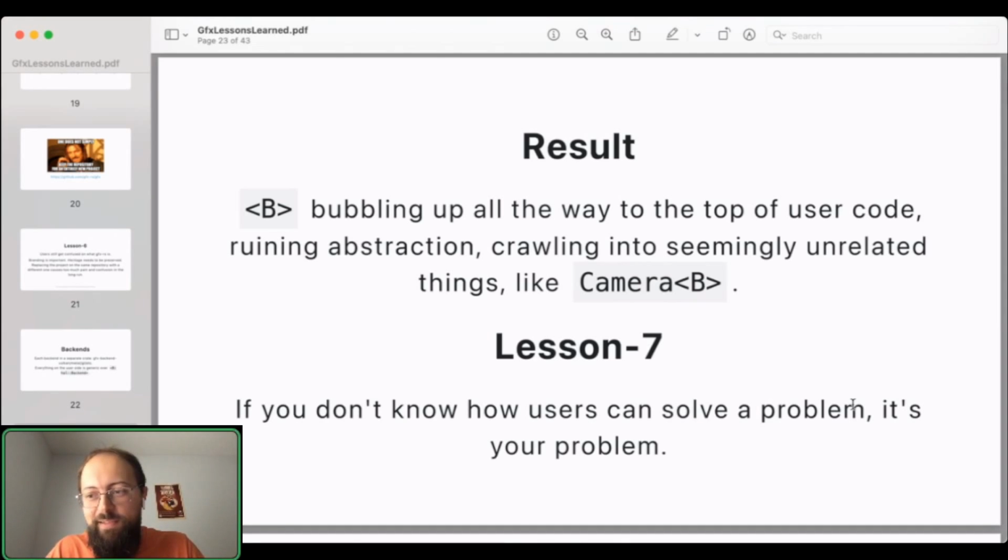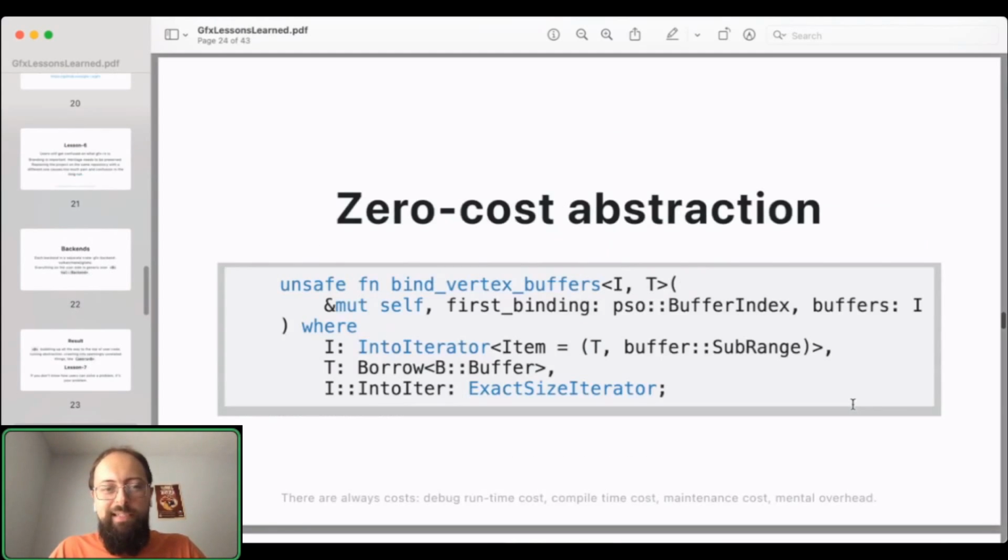Wrong. If you don't know how people are going to build something, then consider that people will unlikely build something. And people were just suffering. You would see the backend generic popping up to the top of the engines that users built, and it was confusing. Nobody wanted that generic there. Like you would see camera parameterized on the backend, for example. It didn't make a lot of sense, and it made the user-facing libraries not ideal. So if you don't know how users will solve the problem, and you know there is a problem, then it's your problem, basically.